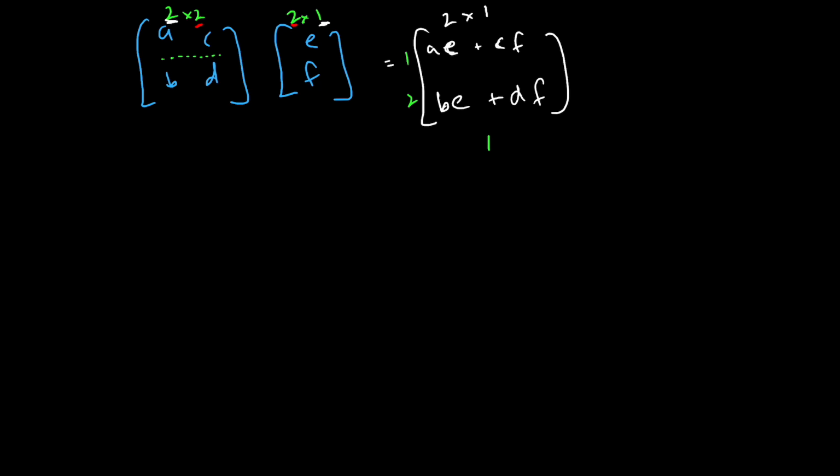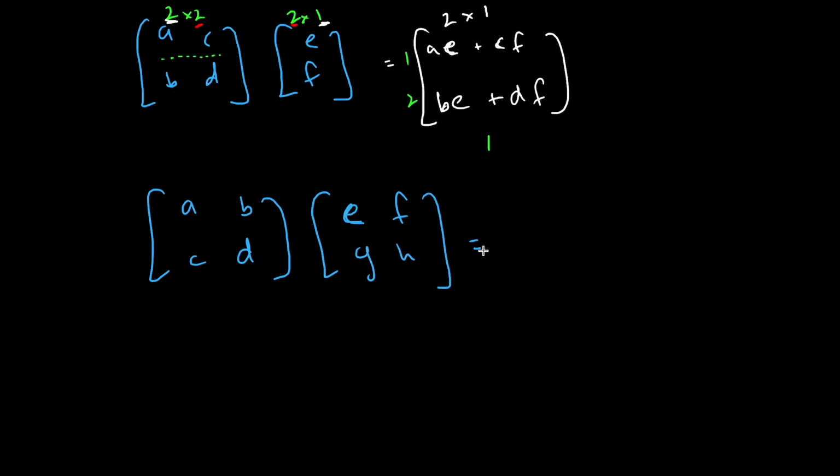Okay, well, what if I want to multiply a 2 by 2 matrix? Let's say I have A, B, C, D, and then E, F, G, H. I'd split this into two row vectors, and this one I split into two column vectors. So I'd have AB times EG. Well, that's what my first element will be.